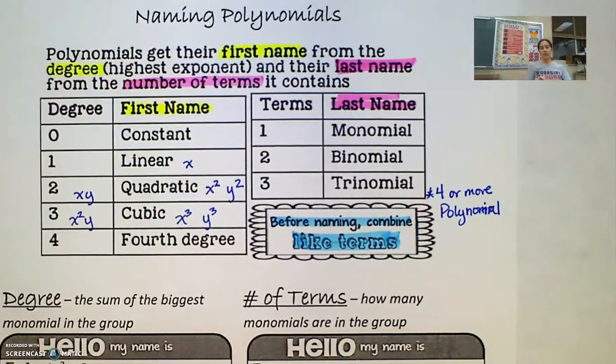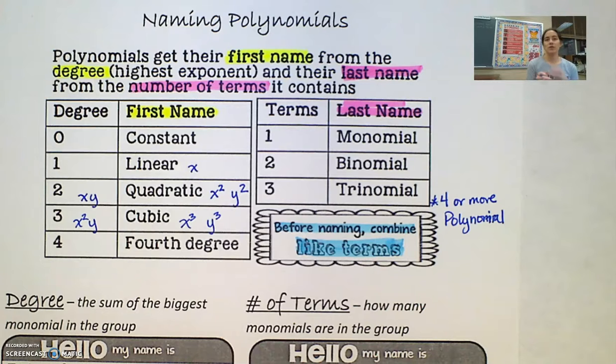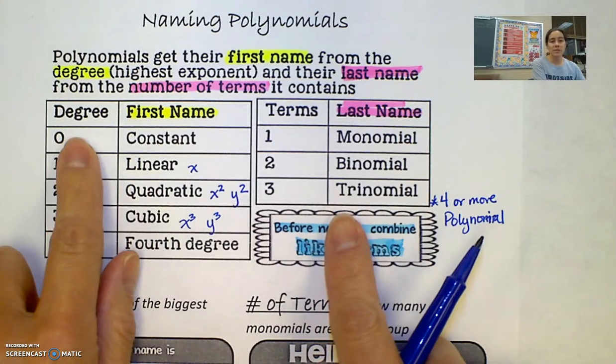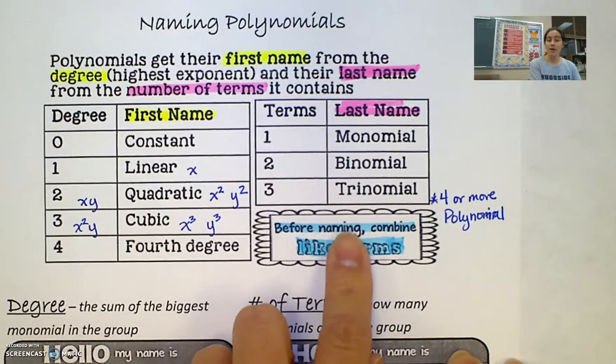A polynomial. I'm trying not to run off my page. Okay, so if there's 4 things in a group, we call it a polynomial, 5 things a polynomial, and so on. But be very careful. The first name is the degree. The last name is how many there are.